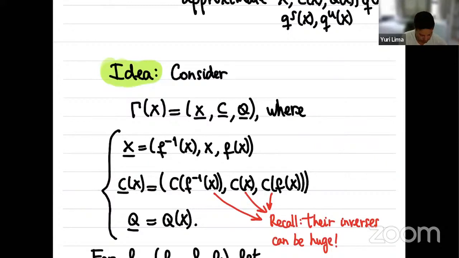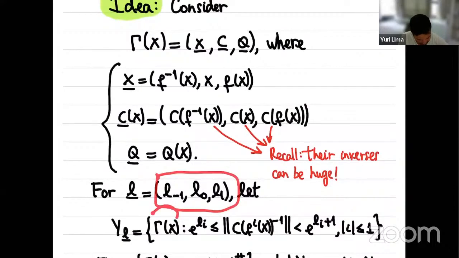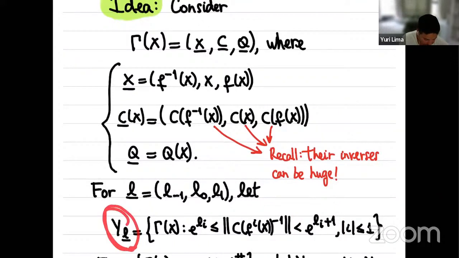So these guys do not belong to a bounded subset of matrices. So what do we do to control? Well, we divide the space into subsets in which these guys are bounded. So for each choice of parameters L-1, L0, and L1, we look only at the gamma axis for which the norms of the inverse of these guys are between e to the Li and e to the Li plus 1. And now these guys are bounded because both the norm of C and of C inverse are bounded, X are bounded, and Q is bounded. So these guys have countable dense subsets.